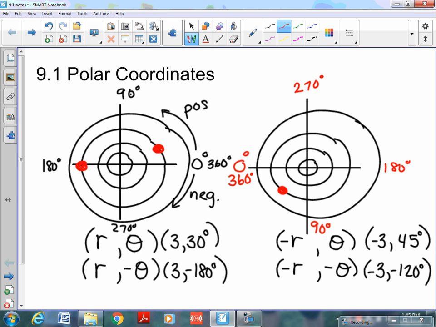And then the last one, same thing. It's a negative 3, so I go out negative 3, but it's a negative angle. Negative means you go up. And if you go up, isn't this a negative 90, right? And almost past the negative 90, do we have to go about right here? It's about a negative 3, negative 120.